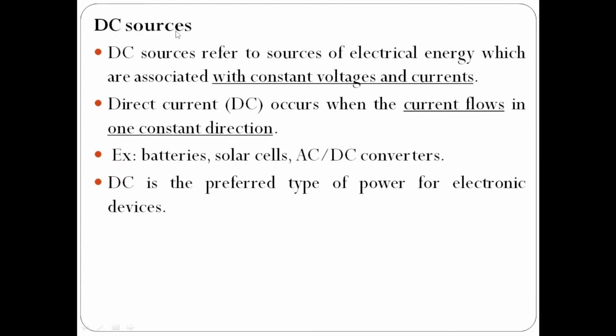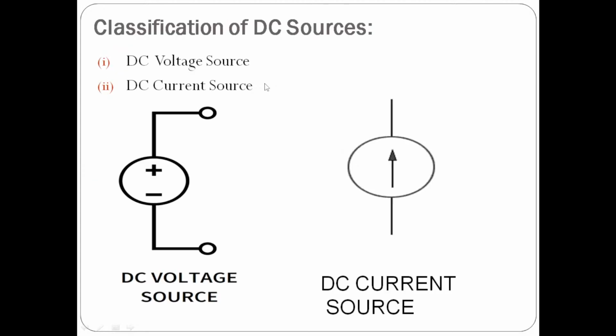DC sources are further classified into DC current source and DC voltage source. Whether it is a DC voltage source or a DC current source, the current flowing in the circuit will always be constant, and it will always flow only in one direction. DC represents direct current. DC source means direct current source.